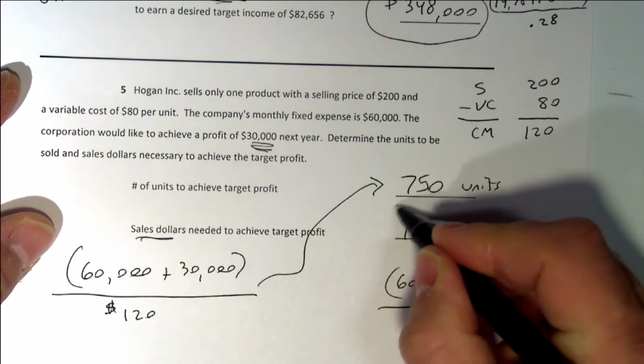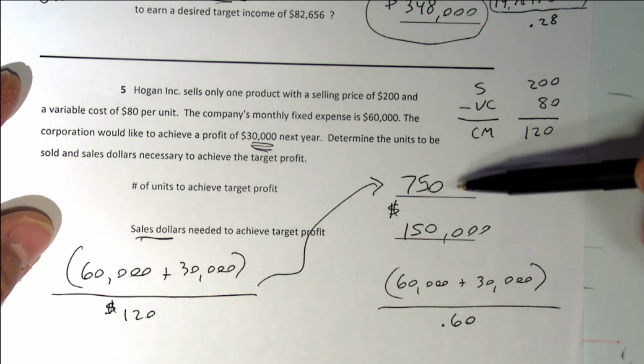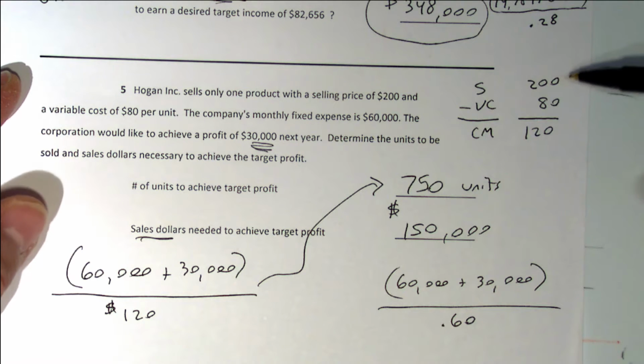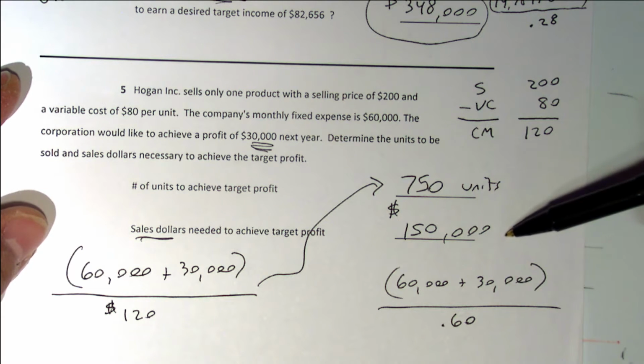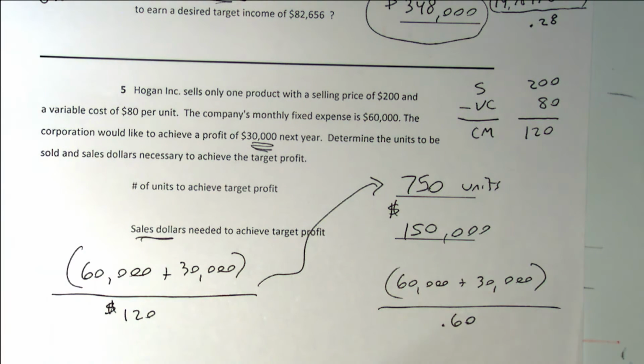And it would probably be a good idea to check your answer by just taking the number of units to achieve that income times the sales price of 200, and that also equals $150,000. Is that correct? All right, good deal. Any questions on the target profit handout?